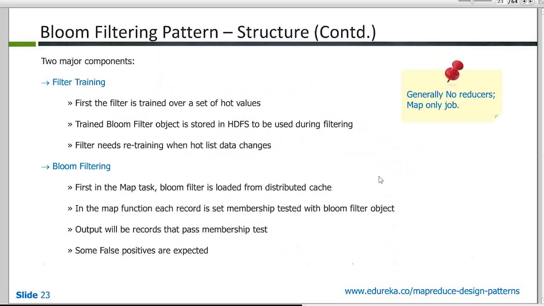I guess we have talked about this slide already. One thing which I think I missed is, you have trained the filter, and the filter does not need to be retrained too frequently. But if your data, as far as the set membership is concerned, tends to change, then every time it changes you will have to train the filter again. Otherwise you will end up missing values, which probably should have been filtered in.